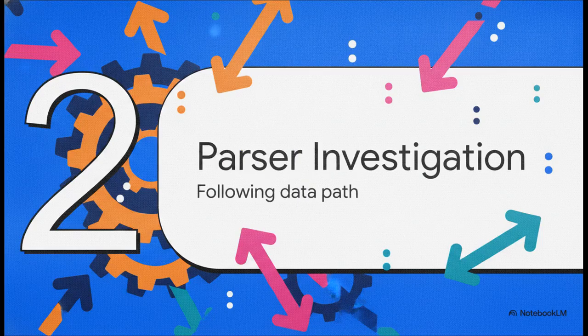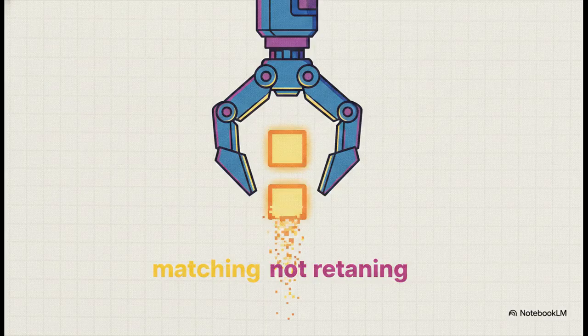Moving on to Section 2, investigating the parser code, where we'll follow the data's path. By tracing the data backwards, Ang found a pretty critical distinction. The parser was actually working. Well, partially working anyway. It successfully matched the character, effectively acknowledging, hey, the separator is here. But, and this is a big but, it was matching, it was not retaining. It actively chose not to hold on to that character for the next step in the process.